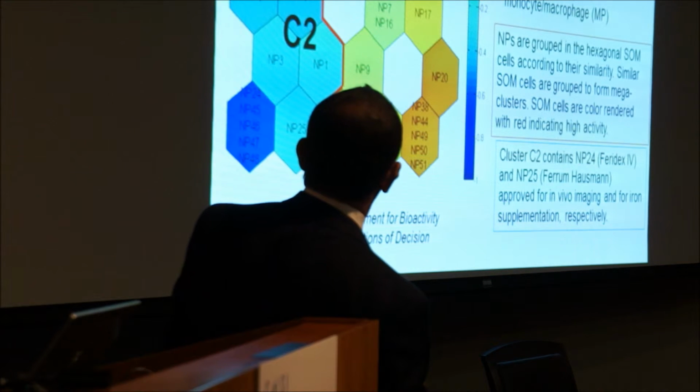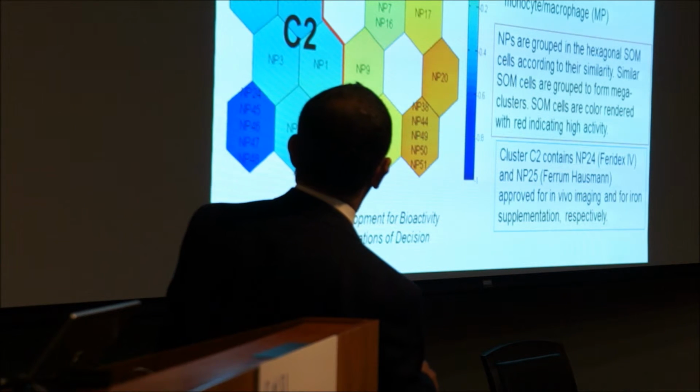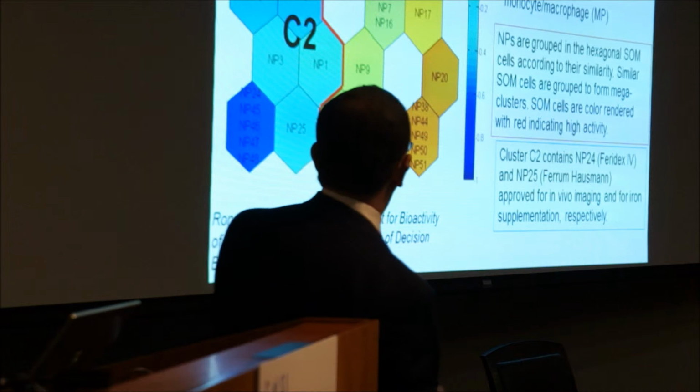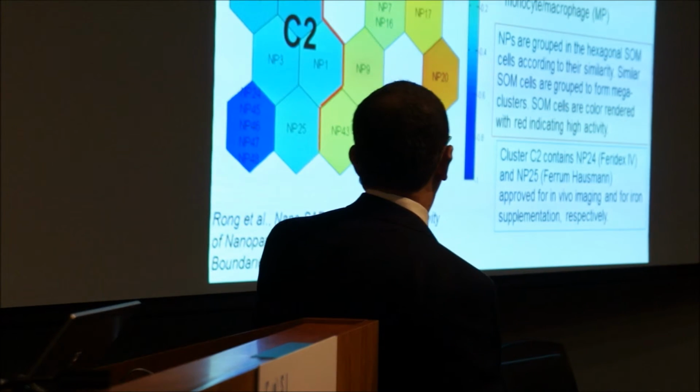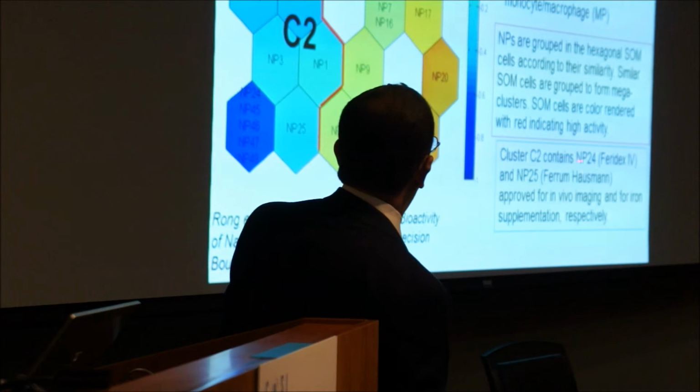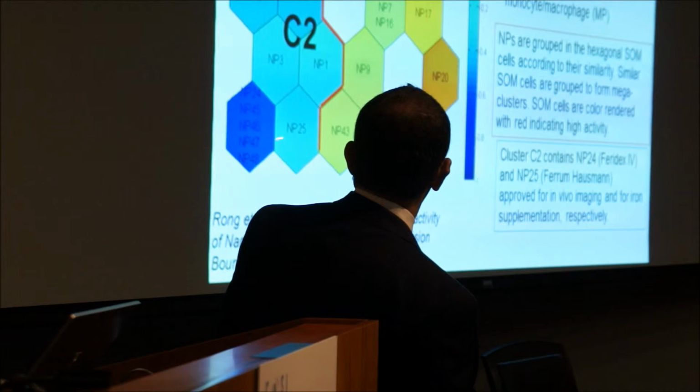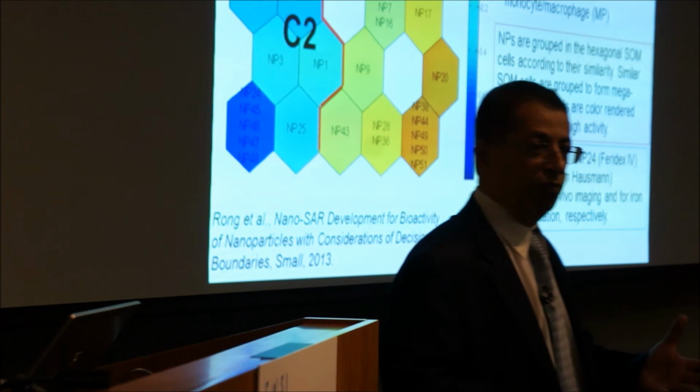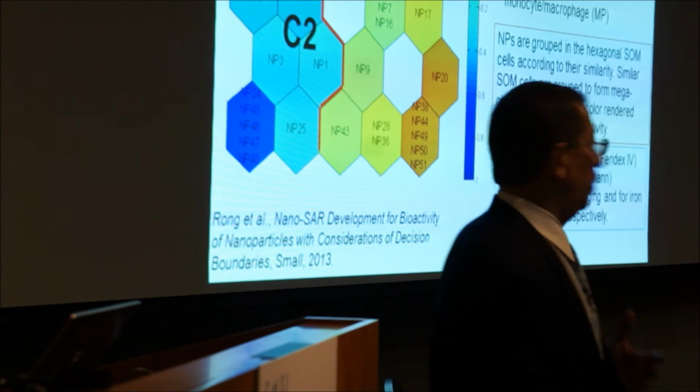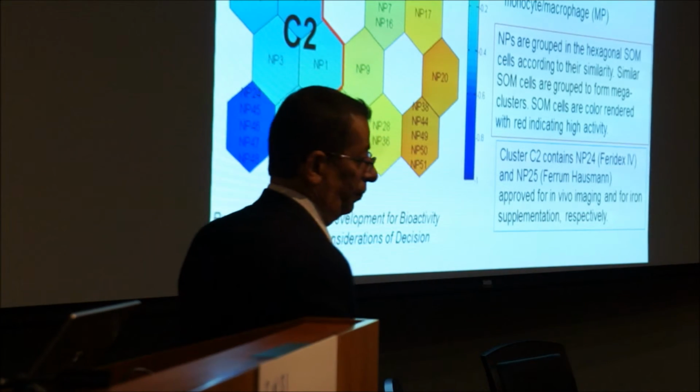Basically, you see clusters in here. So just pay attention to this cluster in here, C2. This cluster contains two nanomaterials, NP24 and 25, and those are materials that in fact are approved for use in in vivo imaging.